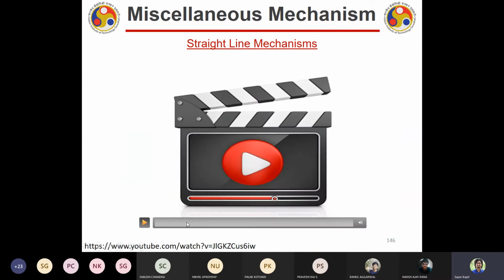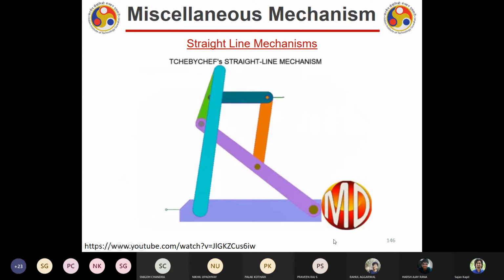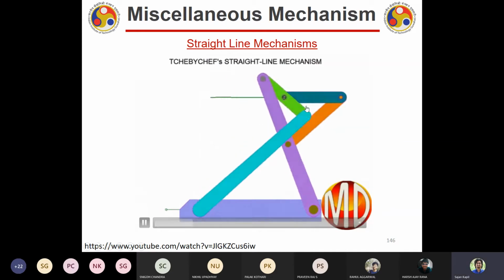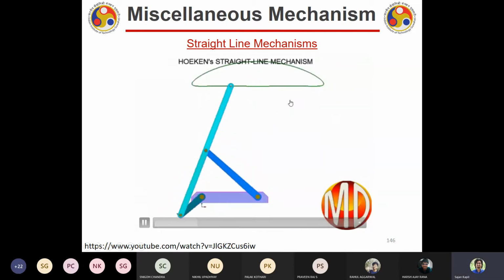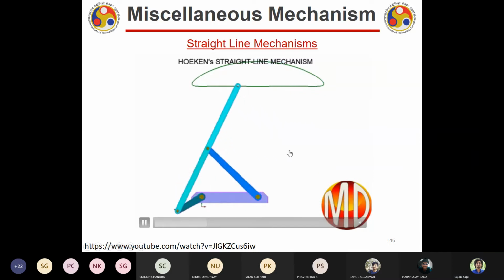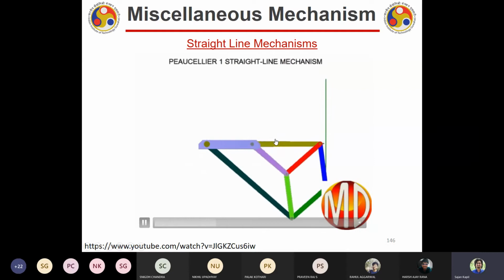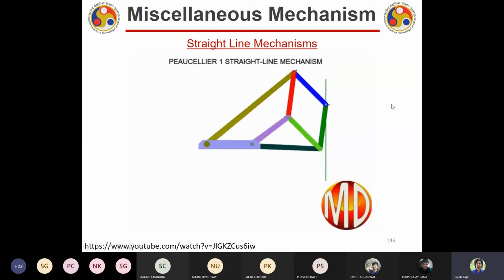Fine. Just look into another mechanism. This is Chebyshev. Okay, what is the difference here? There was one extra link. What is this mechanism? This is called the Hawkins straight line mechanism, an approximate one. We have not discussed this. What is this? This peculiar mechanism.